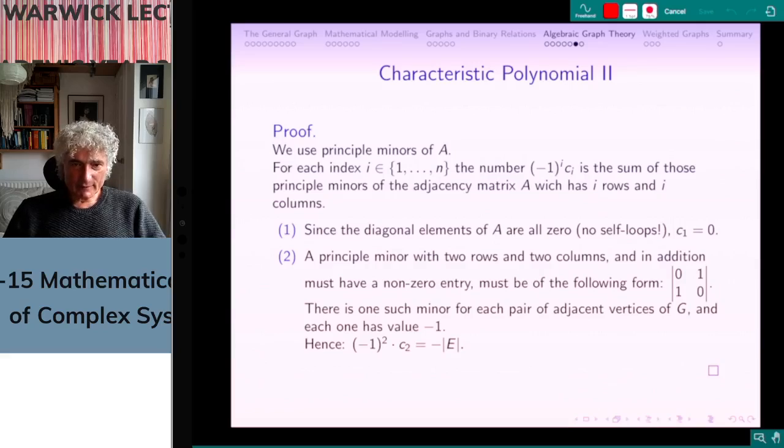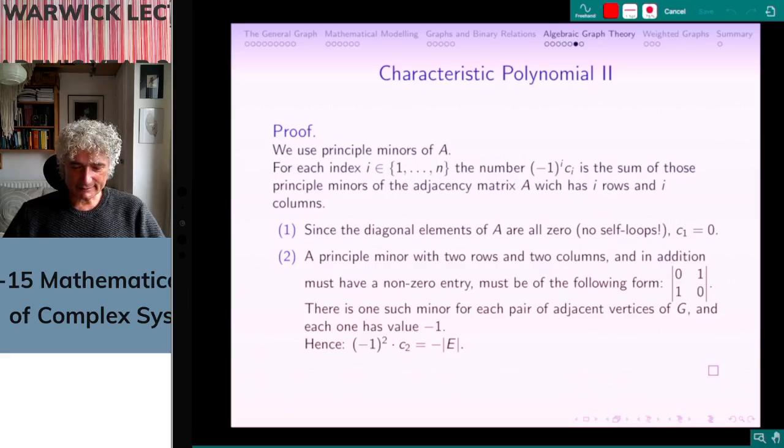So the thing is that this part of the theorem which states that C1 is equal to 0 is easy to explain because the diagonal elements of A are all 0. We assumed here that the graph was an undirected graph and it had no self loops. So no self loops means exactly that the diagonal of A is 0, and this makes C1 clearly 0.